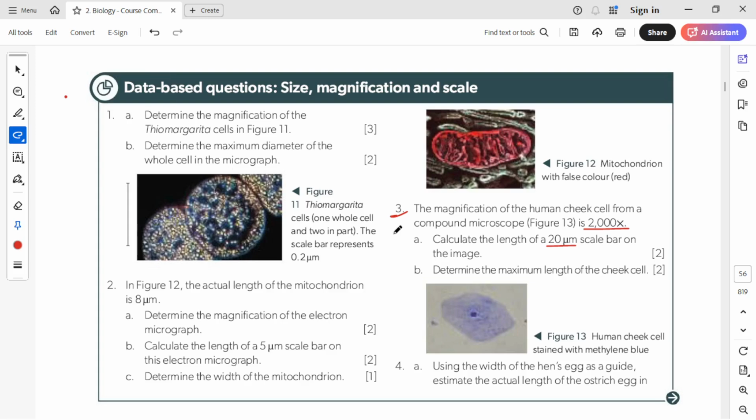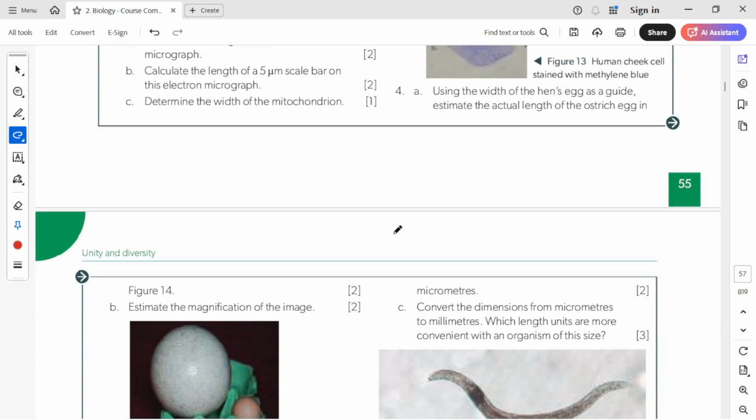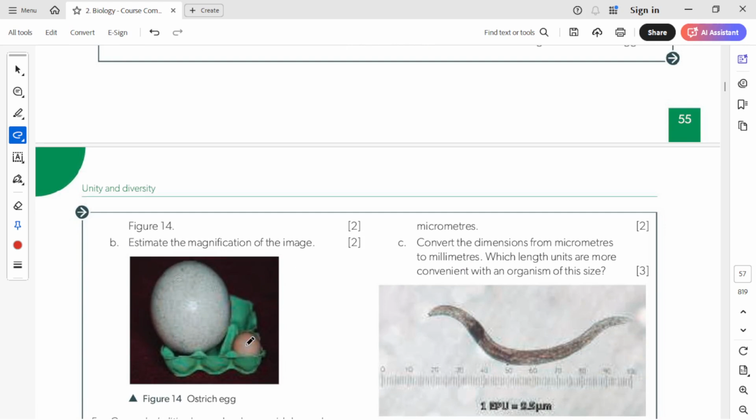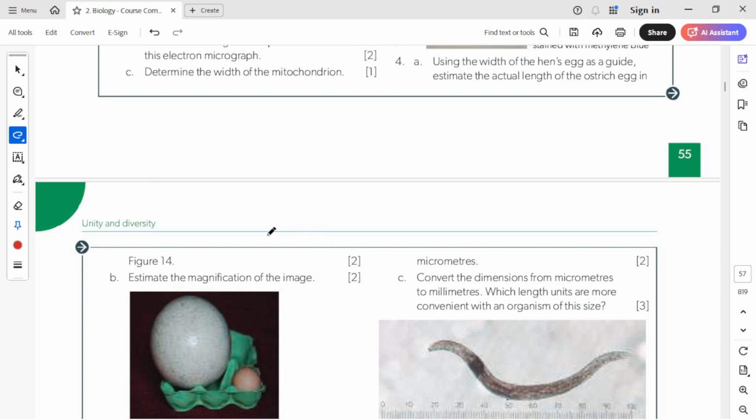Now let's see the next question. The next question is, using the width of hen's egg as a guide, estimate the actual length of ostrich egg in figure 14. All right, so here we have hen's egg and this is ostrich egg. So here we have to actually do the comparison. We can find out the length of the hen egg and ostrich egg using a scale in this picture, and the same ratio will be the actual sizes. So that way we can find the actual length of this ostrich egg.